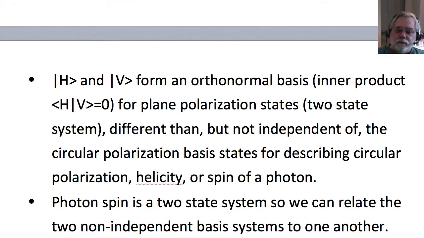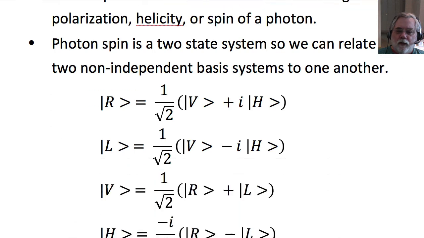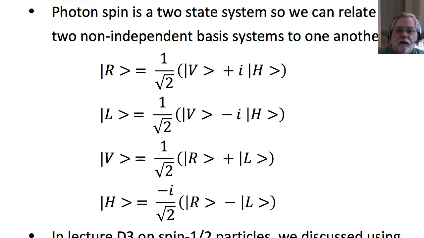This is a two-state system. This is different than, but not independent of, the circular polarization basis states for describing circular polarization, helicity or spin of a photon. But photon spin is a two-state system, so we can relate the two non-independent basis systems to one another. And they relate as follows.